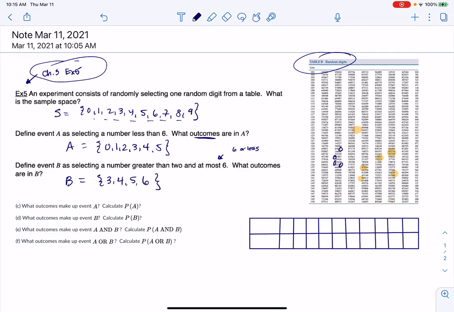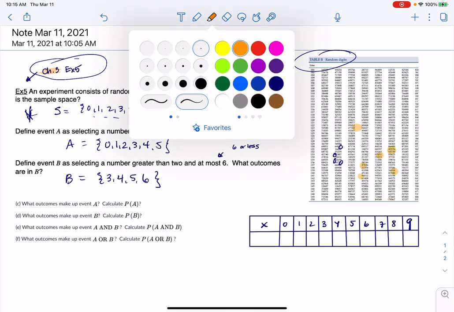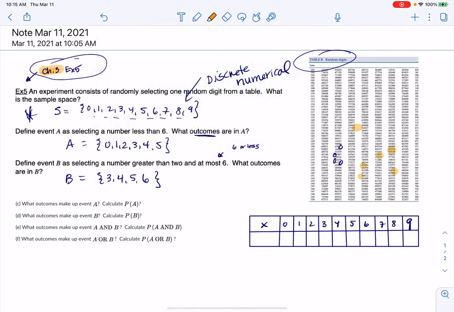Now, where I want to connect what we did here with what we do in chapter 4 is I want to make a PDF. This is a discrete numerical variable. It's numerical because there are numbers in my sample space, and it's discrete because I could count those numbers. So what I could do is list my sample space in my top row. So 0, 1, 2, 3, 4, 5, 6, 7, 8, and 9. So that's me starting to connect again what we did back here in chapter 3 to what we did in chapter 4. Oh, my highlighter is really small now. Let me make that a little larger.